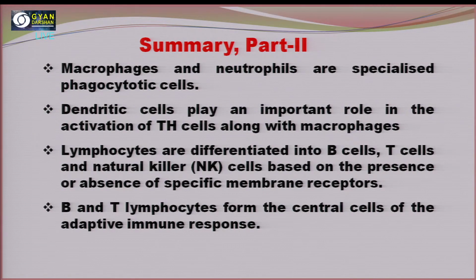So they will activate through the macrophages, and the T helper cell along with the macrophages will ultimately kill the pathogens. The lymphocytes are differentiated into B cells. I have already discussed the lymphocytes which differentiate into B cells, and their lineage.